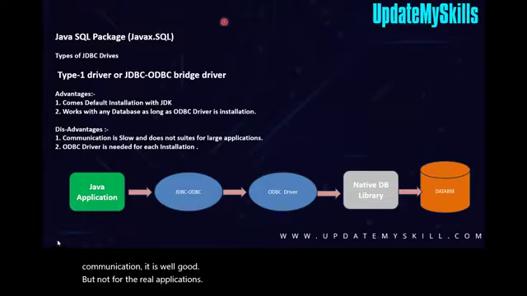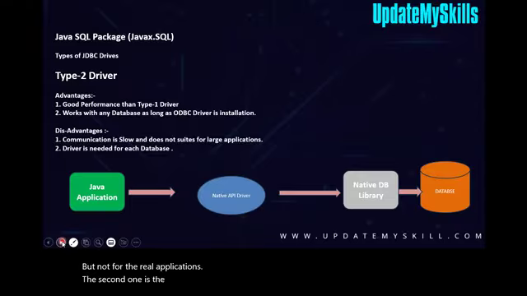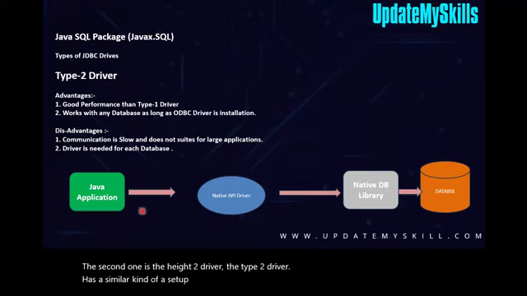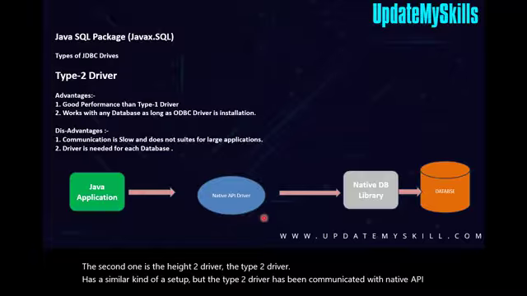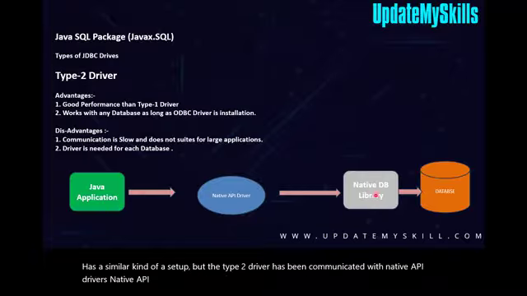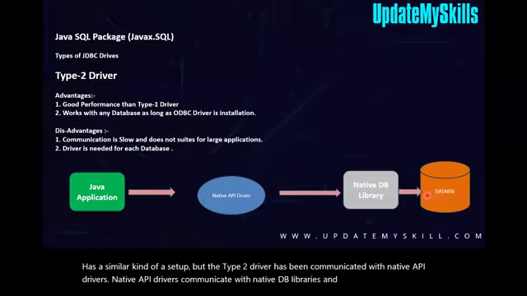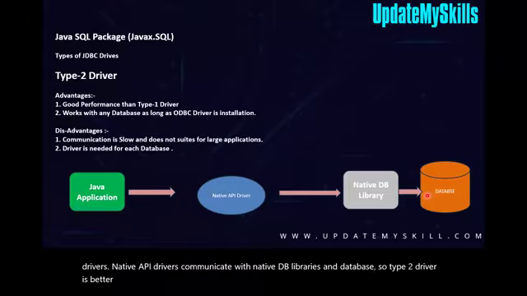The second one is the type 2 driver. The type 2 driver has a similar kind of setup, but it communicates with the native API drivers. The native API drivers can communicate with the native DB libraries and database. So type 2 driver is better than type 1 driver, with good performance.